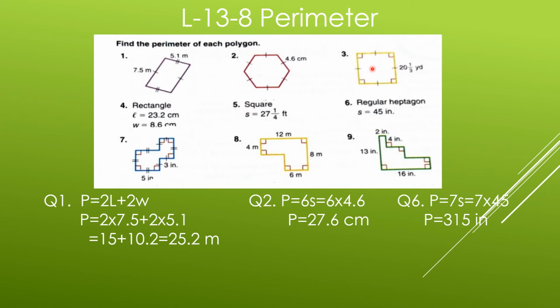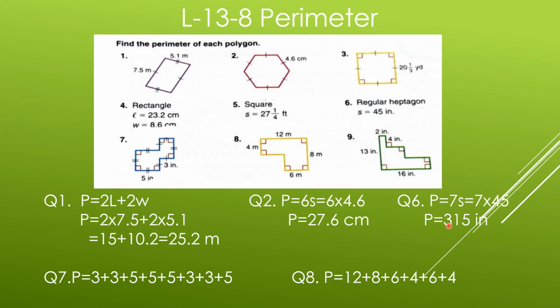In this case, you can see again a regular figure, for question number 6 now. The question number 6 is a regular heptagon. 7 times s, because hepta means 7, heptagon. Regular means all sides are equal. The 7 multiplied by 45. What is the value? 315 inch.